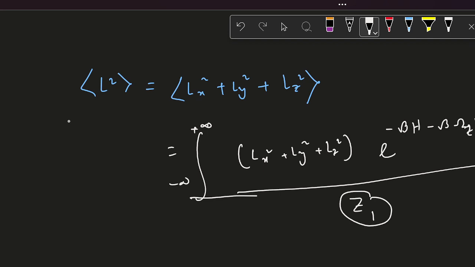Now this is going to be a long integral. You will see why, because there are so many terms present and you have to deal with them carefully.